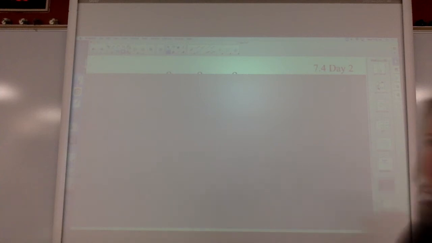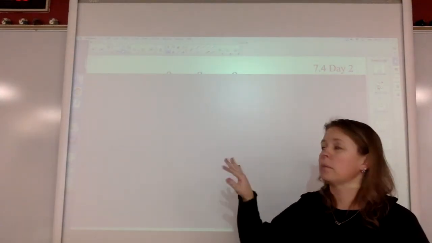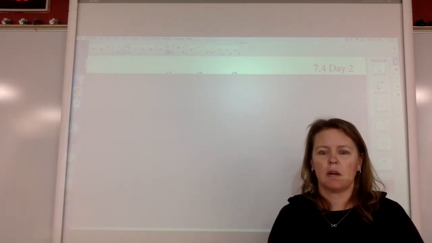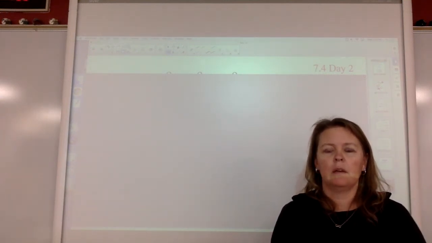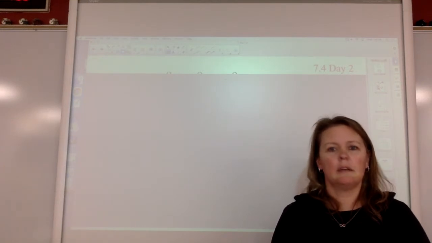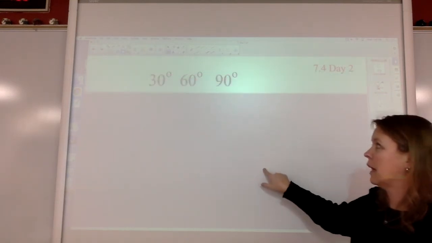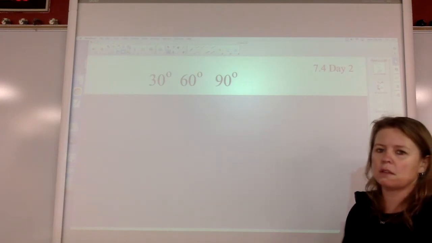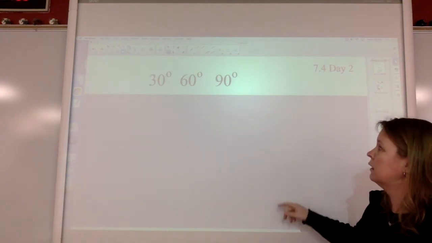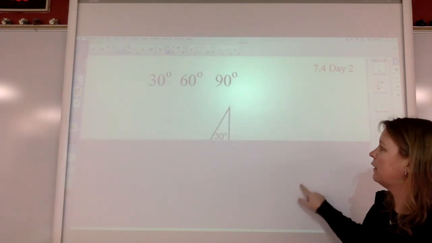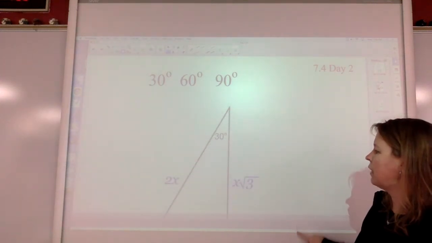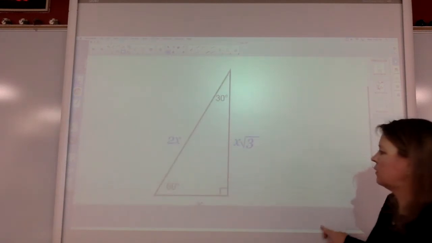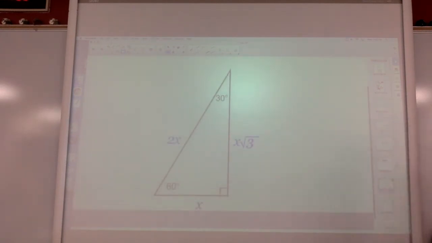Day 2, section 7.4 still, but I split it up into 2 days so you could just concentrate on the first special right triangle, the 45, 45, 90, which I'll admit is a little bit easier, but if you grasp the concept, then it can work with a 30, 60, 90. 30, 60, 90 is also a special kind of right triangle, not because it has congruent legs, but if you draw this triangle, go ahead and draw it right now unless you have this on a handout.